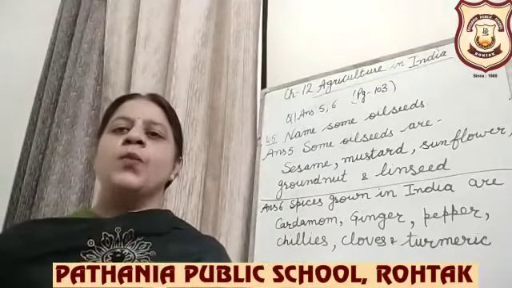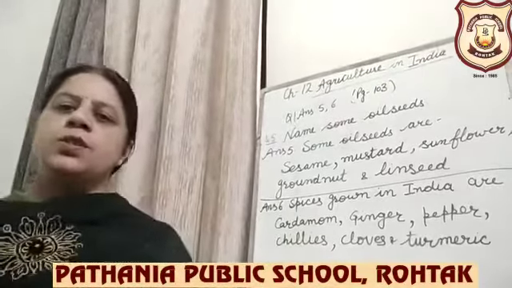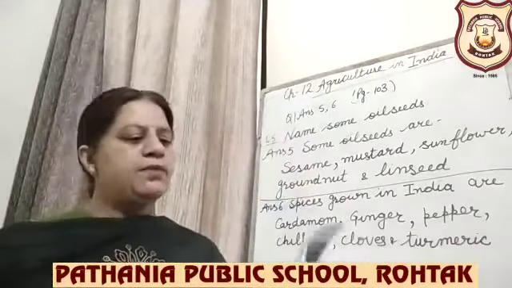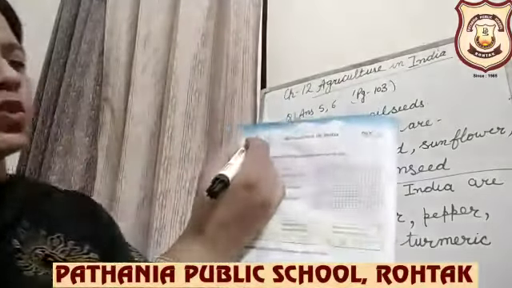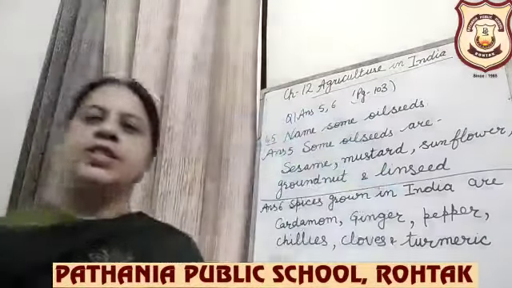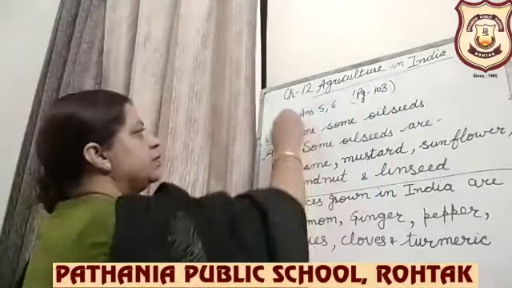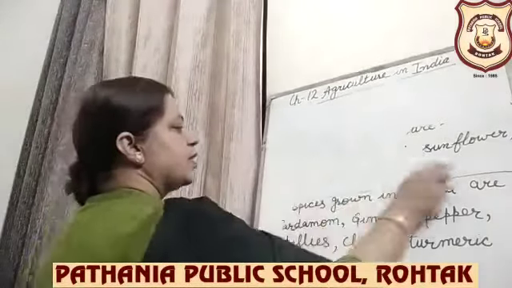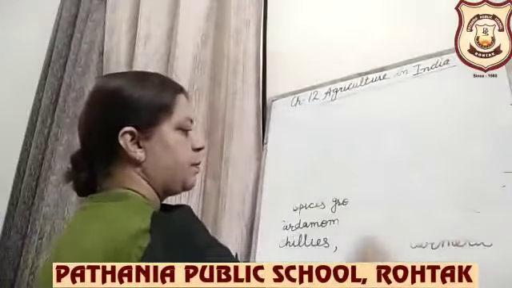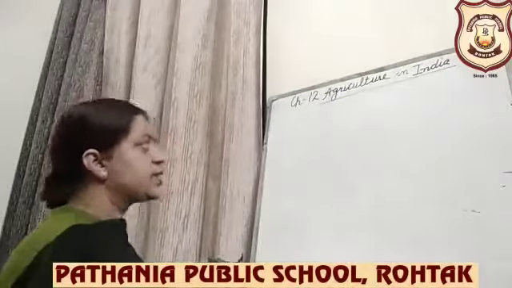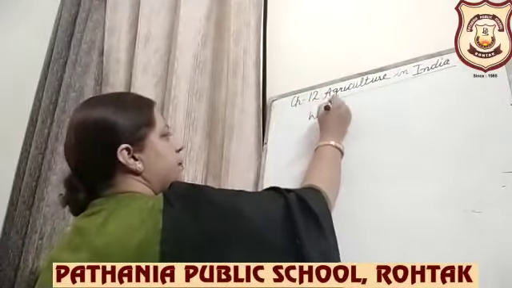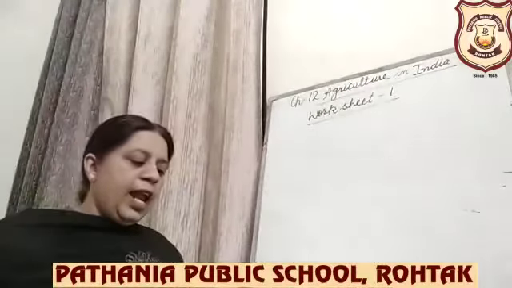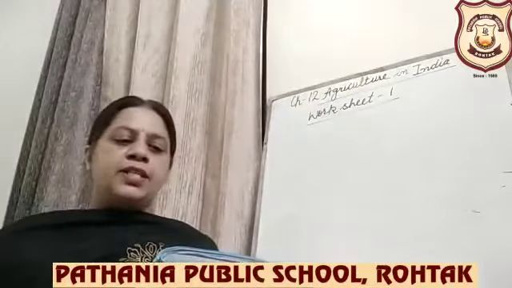Now we'll do the worksheet from the workbook. Okay, children. So, this is the workbook, and you have to do the worksheet of chapter number 12, Agriculture in India, worksheet number 1. Okay, children? So, we'll do worksheet number 1 in the book, right? Worksheet 1. Okay. Explore the hidden words inside the grid based on the clues.